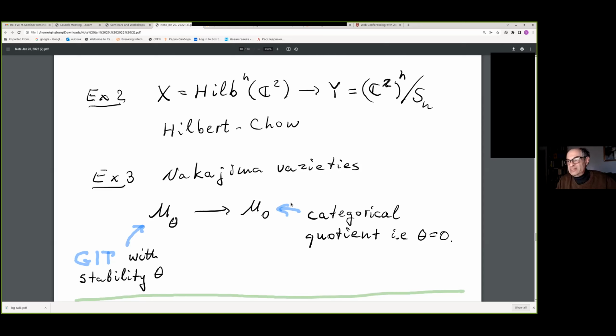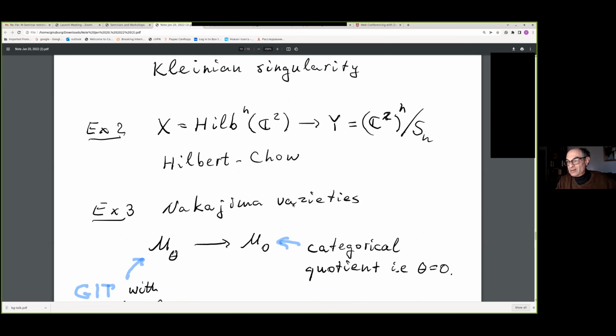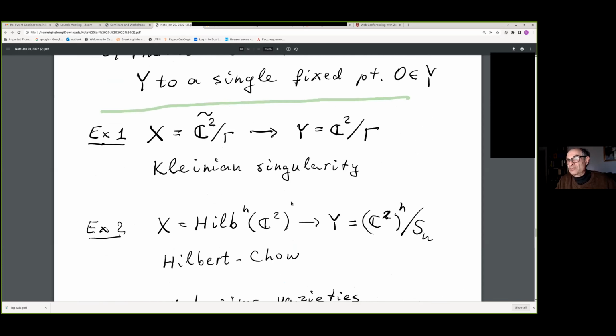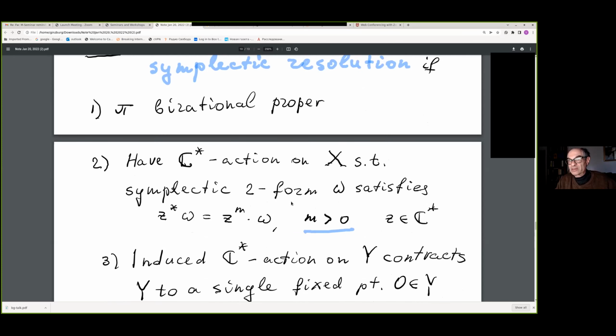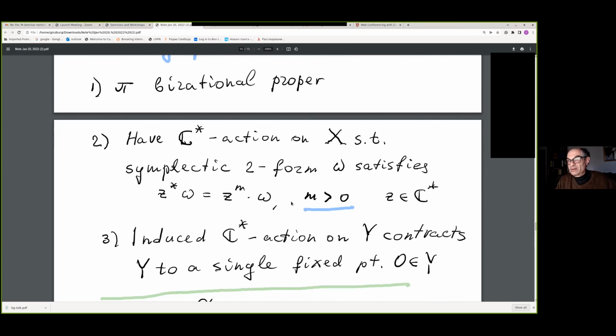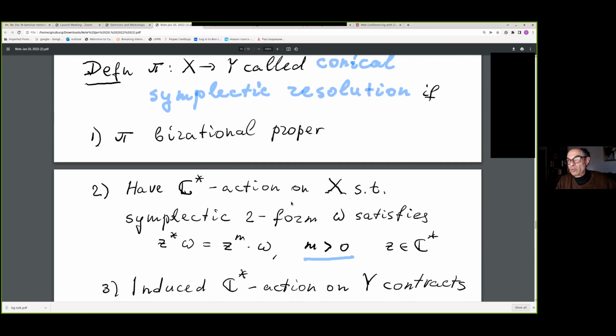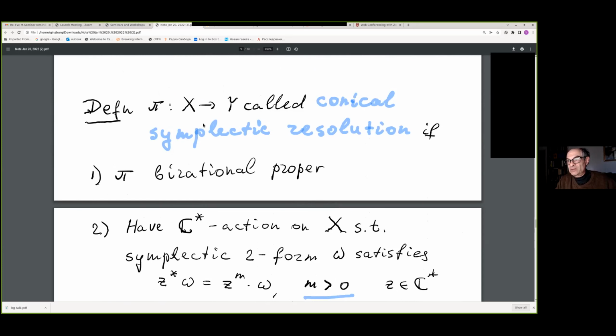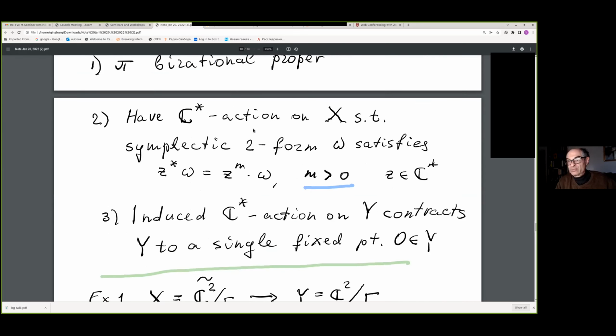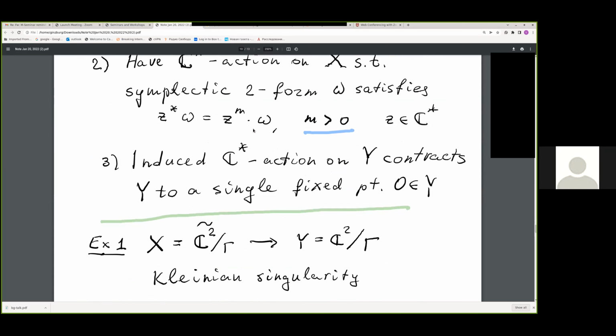So I can give lots of other examples of this. There are many interesting examples of this kind, which are very important in representation theory, which fit into this general framework with three axioms, where one has a birational proper map where X is smooth symplectic, Y is singular, and there's a C-star action which contracts. So this is just for you, all three are important.